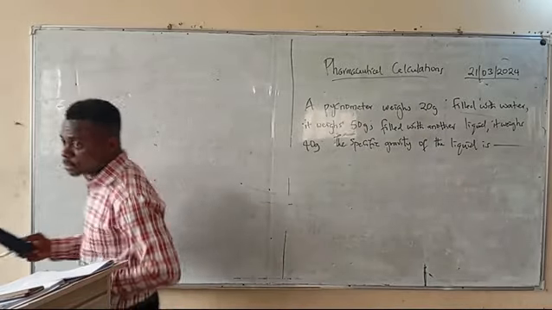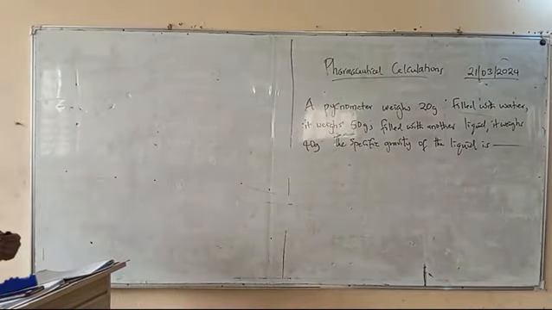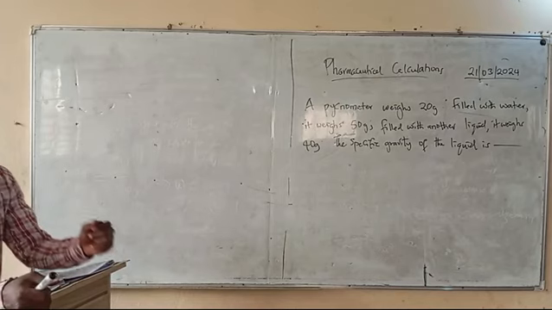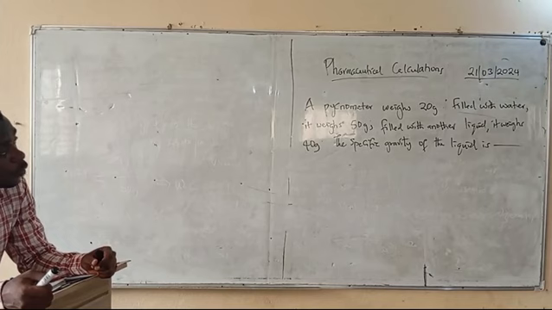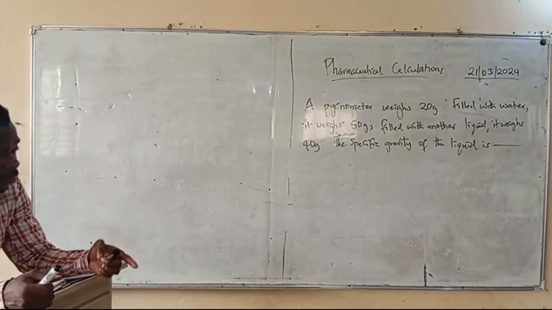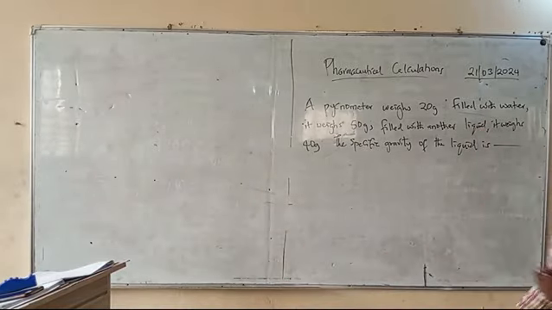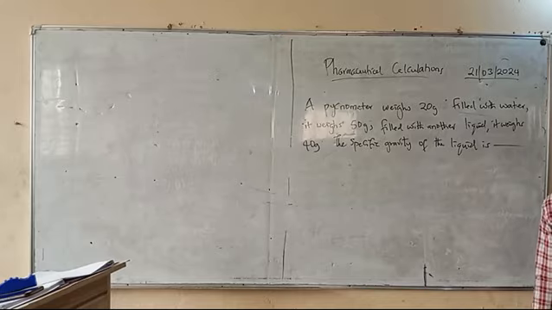Okay, look at this question. It says a pycnometer weighs 20 grams, filled with water, it weighs 50 grams, filled with another liquid, it weighs 40 grams. The specific gravity of the liquid is dash.